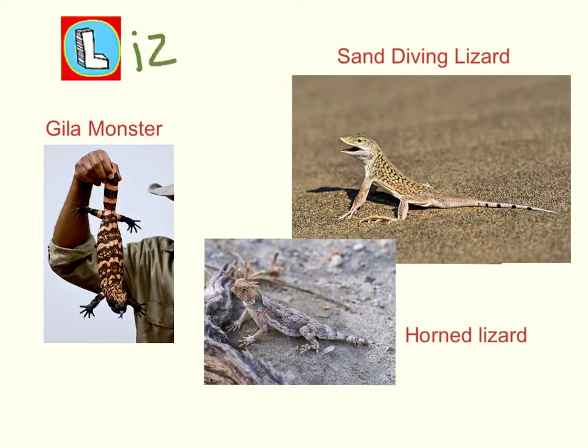L is for lizard. There are many different types of lizards living in the desert, including the Gila monster. The Gila monster is the largest type of lizard that is native to North America.